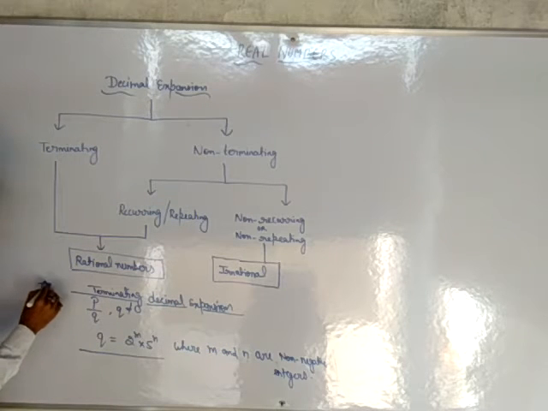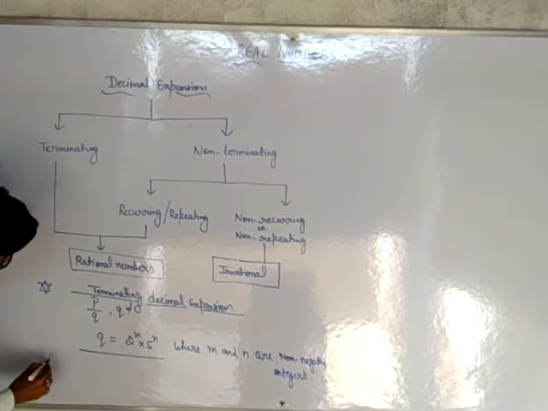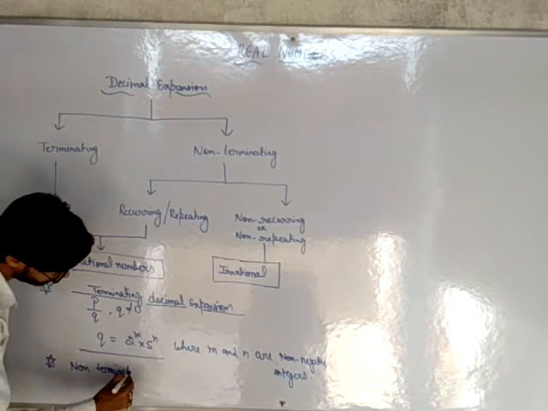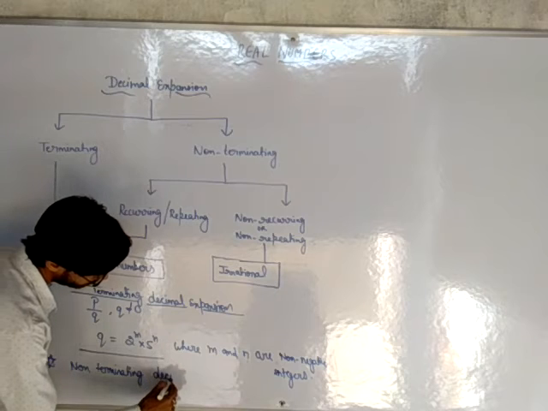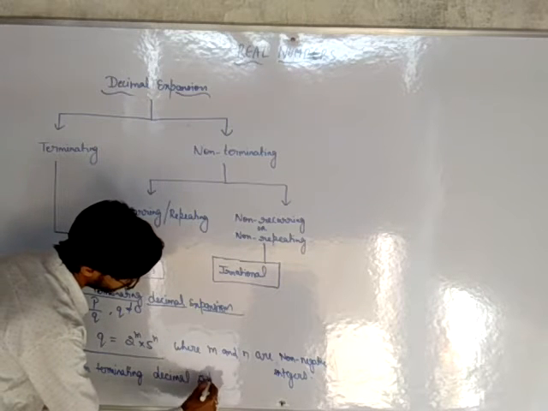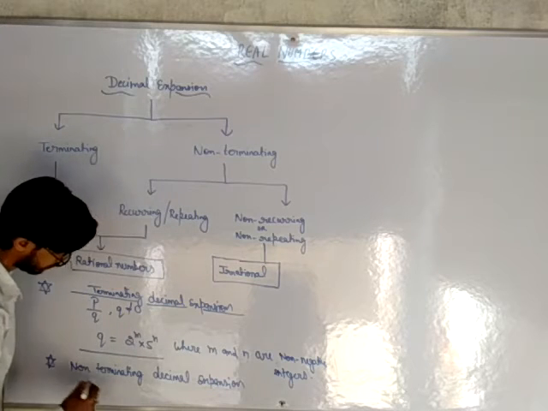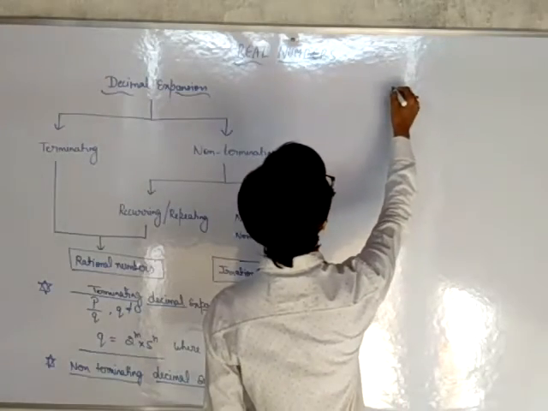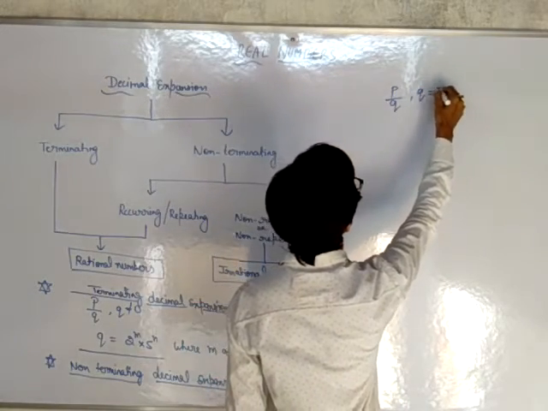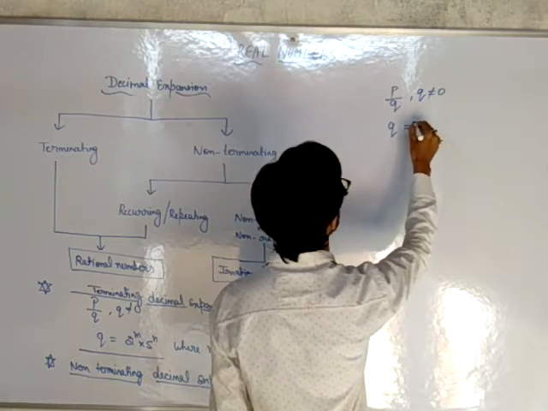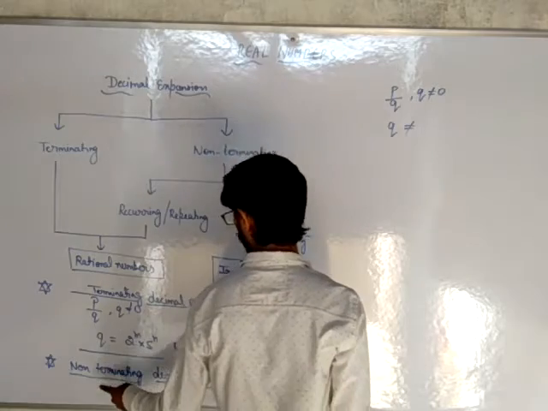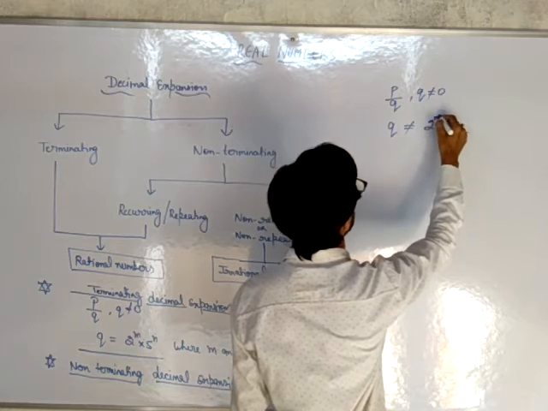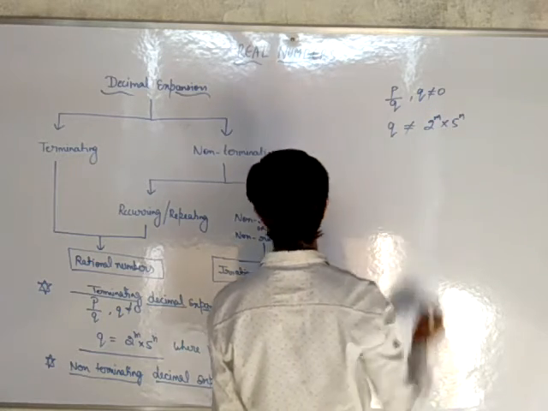Second, non-terminating. The opposite case of this: same case, if a rational number p by q where q is not equal to 0 and the prime factors of q are not of the form 2 to the power m into 5 to the power n, then it is non-terminating.